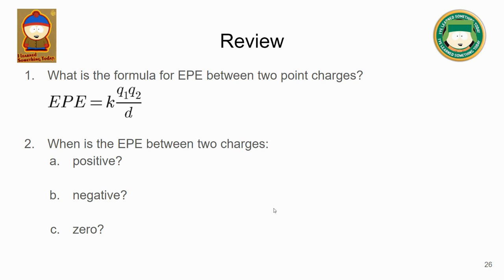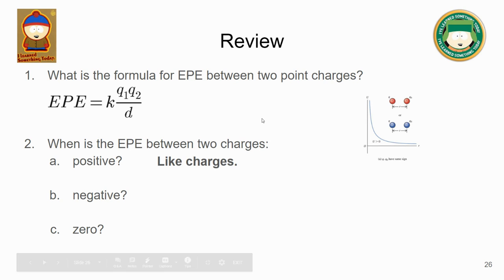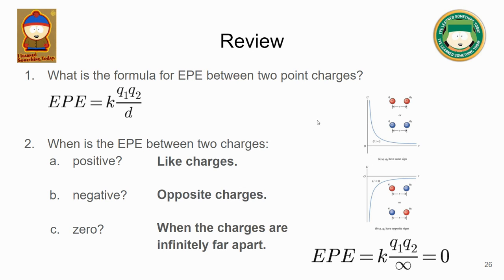Question 2, when is the EPE between 2 charges positive? Well, it'll be positive when you have like charges. 2 pluses would repel, 2 minuses would repel. So you would have positive EPE. When is it negative? Well, it's negative when you have opposite charges. Opposite charges want to be together, so you're going to have negative EPE, meaning you have to put energy into them to get them apart. And when will EPE be 0? When they're infinitely far apart, because any finite number divided by infinity is going to give you 0.